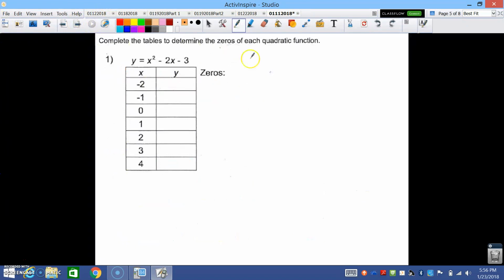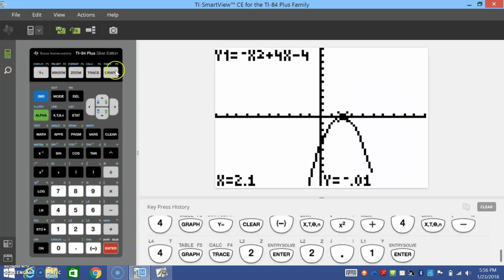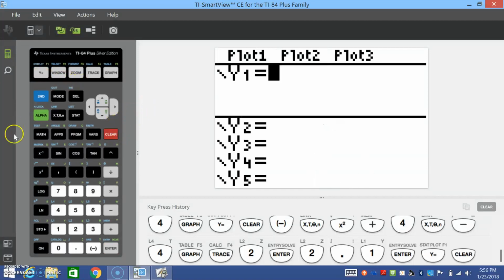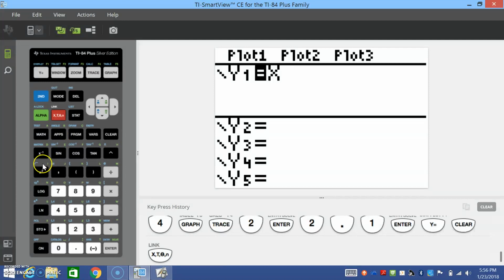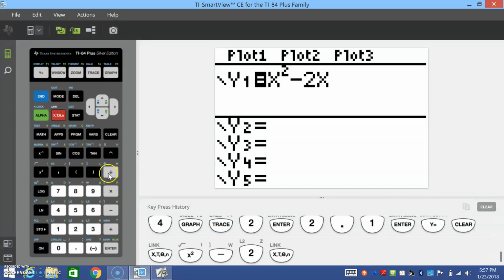Here they give us a table, right? And they say complete the tables to determine the zeros of each quadratic function. So I can just go to my calculator, go to y equals and clear. All I really have to do is plug in my equation and copy the table. So I have x squared minus 2x minus 3.